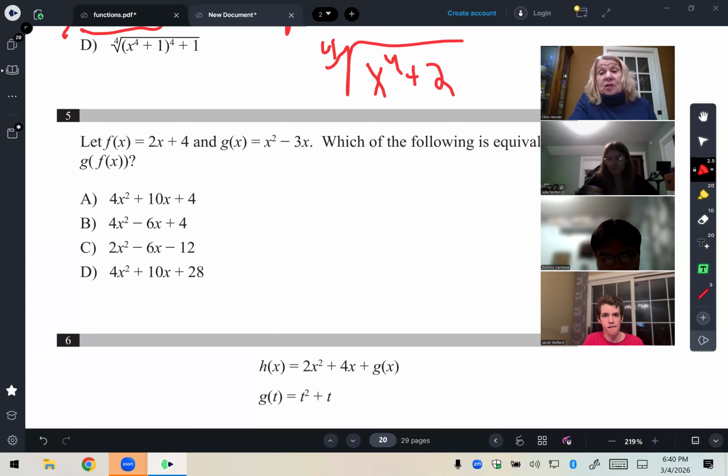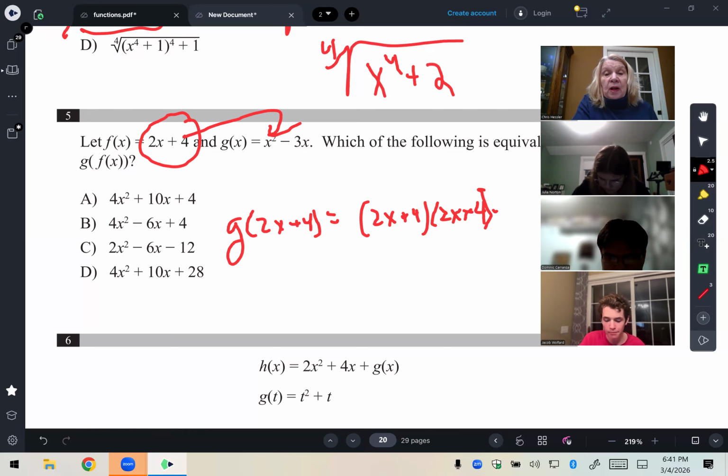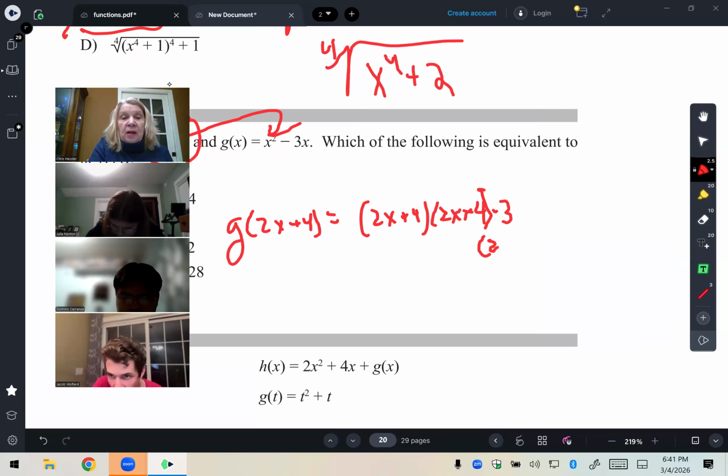Okay, so f of x is 2x plus 4. So we're going to put this in for x. So we'll have g of 2x plus 4 equals 2x plus 4 times 2x plus 4, because I have to square it, minus 3 times 2x plus 4.